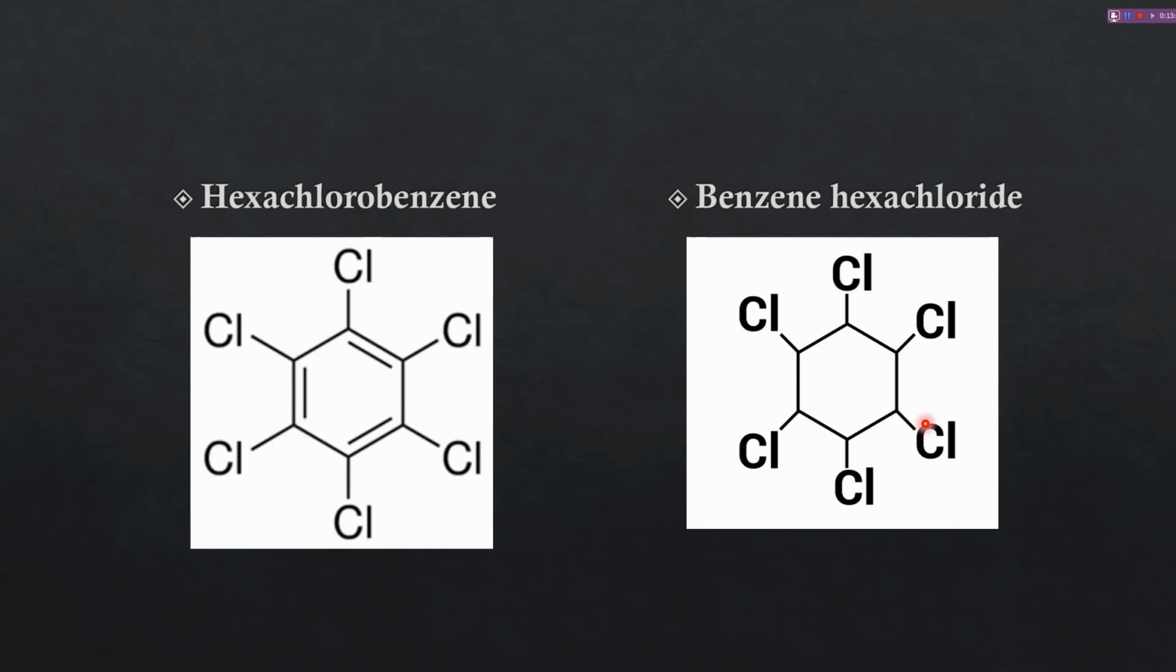So I would suggest that you learn it in parallel so that you can make it thorough. This is hexachlorobenzene and this is benzene hexachloride. Hexachlorobenzene is the product obtained when excess electrophile is added to benzene during an electrophilic substitution reaction like halogenation, whereas in an addition reaction you'll be getting benzene hexachloride.